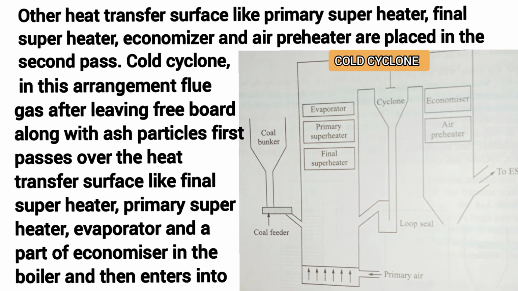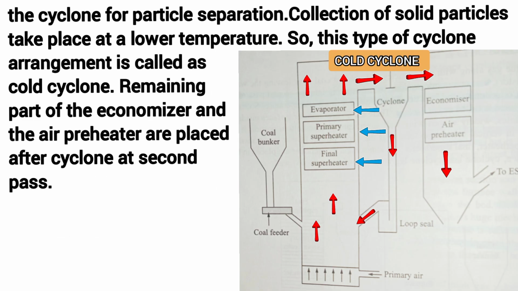Cold cyclone: in this arrangement, flue gas after leaving the freeboard along with ash particles first passes over the heat transfer surfaces like final superheater, primary superheater, evaporator and a part of the economizer in the boiler and then enters the cyclone for particle separation. Collection of solid particles takes place at a lower temperature. So, this type of cyclone arrangement is called a cold cyclone. The remaining part of the economizer and the air preheater are placed after the cyclone at the second pass.